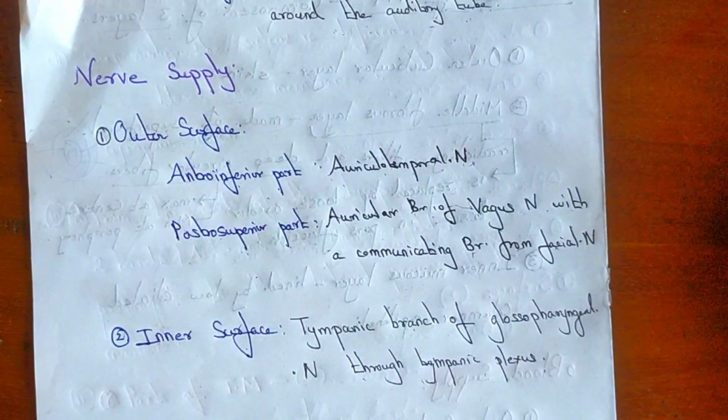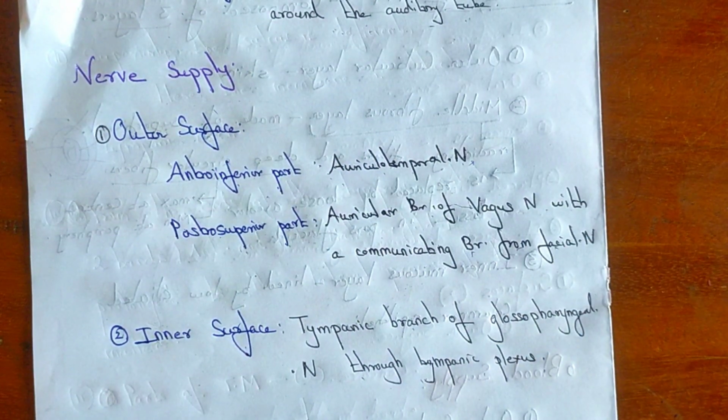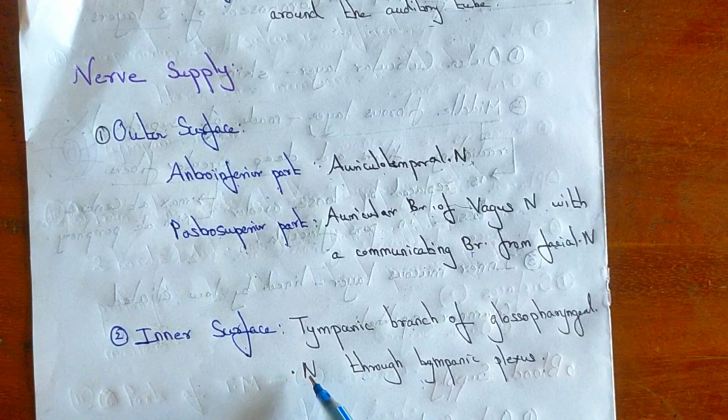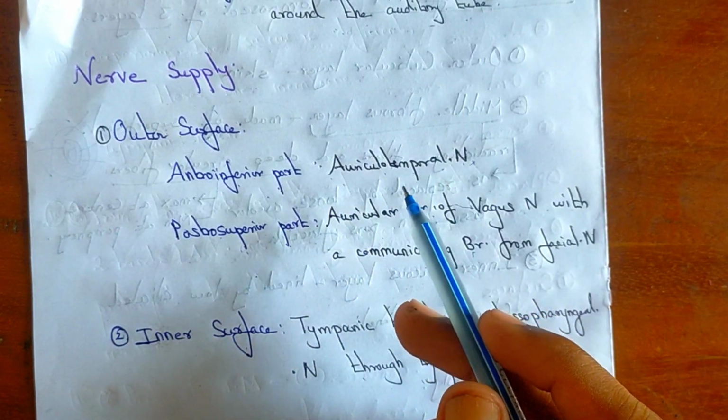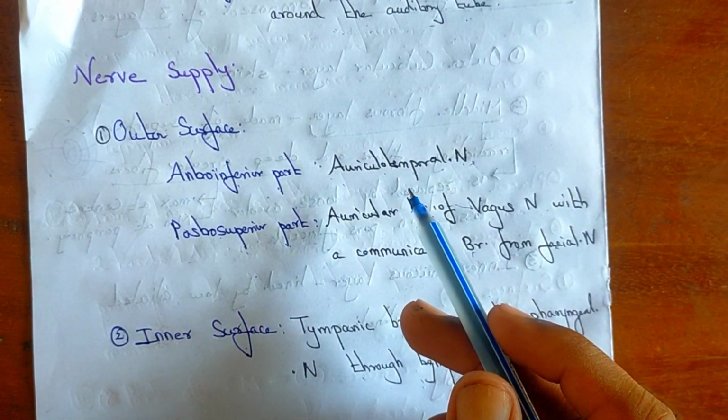In the next video, we will see the tricks and mnemonics to remember the nerve supply, the blood supply, venous drainage, the lymphatic drainage, and a few features.